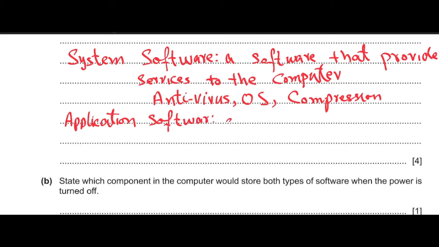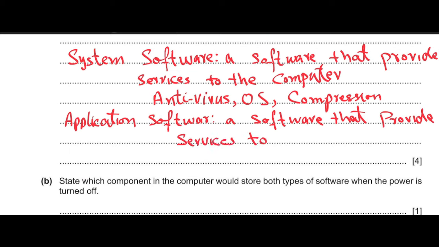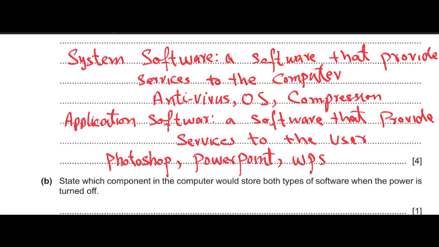Next one is application software. A software that provides services to the user. An example could be Photoshop, or we can say PowerPoint, or WPS, etc. That's it.